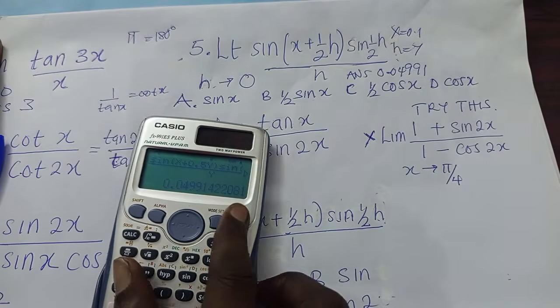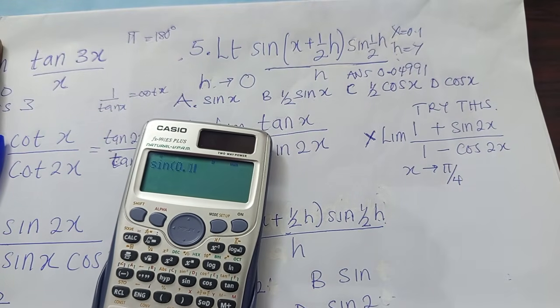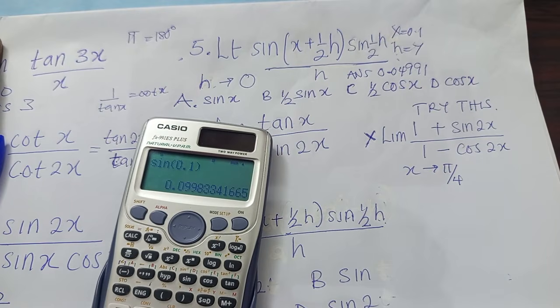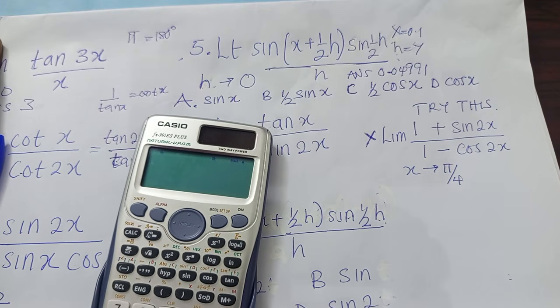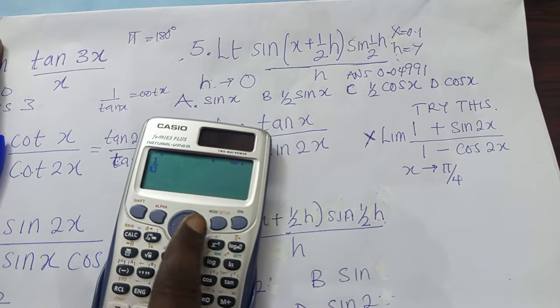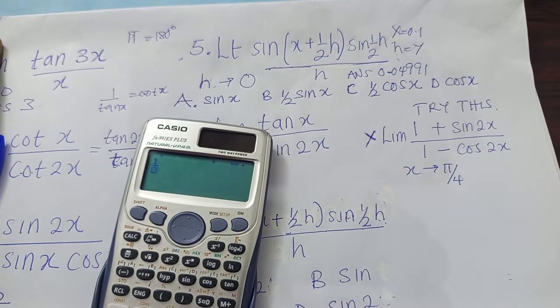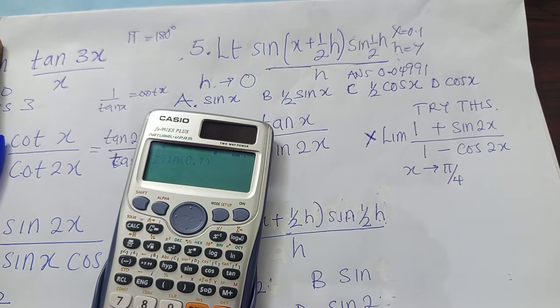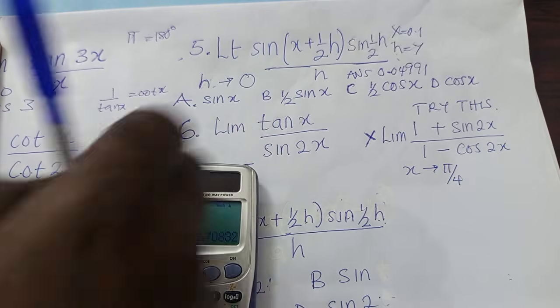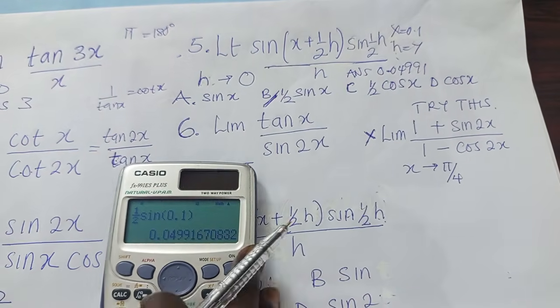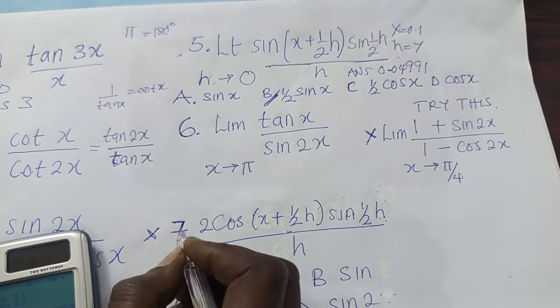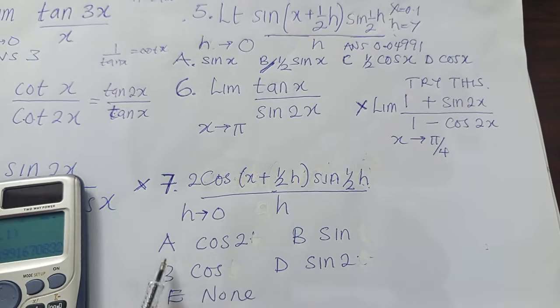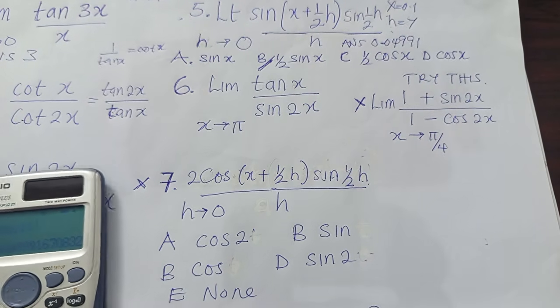So I will check option A, sine 0.1, which is, no, that is not the answer. Let's check option B, 0.5, which is 1/2, sine 0.1. I use 0.1 when I want to input the value directly. So option B is the answer. We don't even need to check the others. I want you to solve number 7 for me, because it looks like it. Choose your option, type it and send it to us in the comment section.